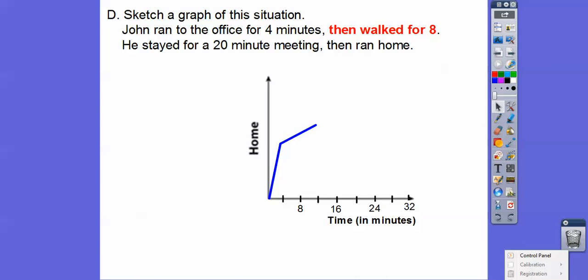That's going to be 5 lines because all of these are going by 4s: 1, 2, 3, 4, 5. So he's going to stay at the office, so there's going to be a horizontal line right there, and then he runs home. How long does it take him to run home? I don't know, but if he's running at the same rate as he ran over here, it's going to be about the same steepness right here.